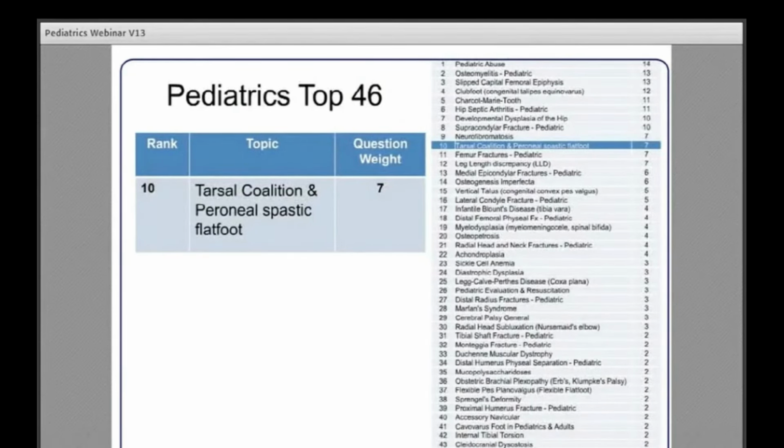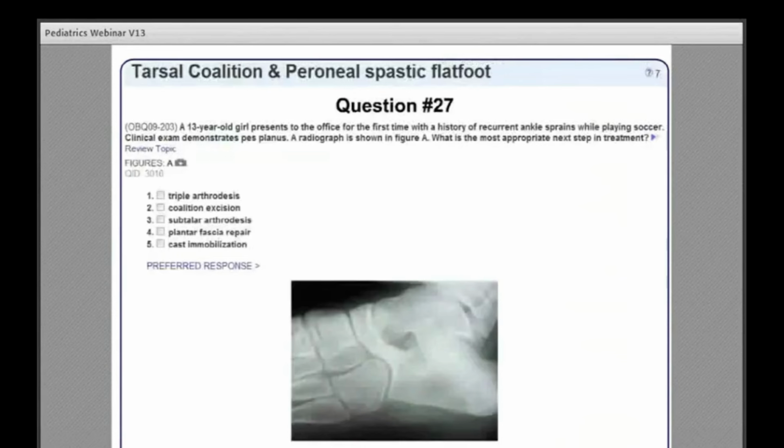Tarsal coalition and peroneal spastic flatfoot. A 13-year-old girl presents to the office for the first time with a history of recurrent ankle sprains while playing soccer. Clinical examination demonstrates pes planus. A radiograph is shown in figure A. What is the most appropriate next step in treatment?